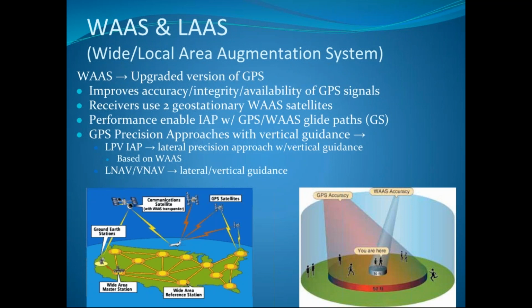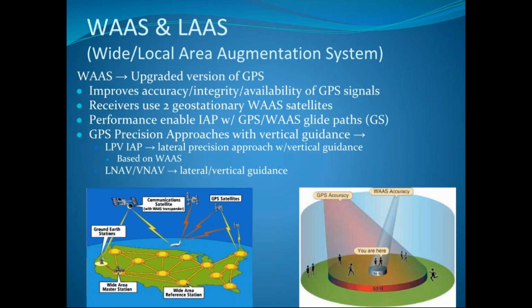So there's satellites that rotate around the Earth at the same exact speed as the Earth's rotation. These satellites, if you were to look up in the sky, are just rotating with the Earth, so it'd look like a star. Performance enables instrument approach procedures, GPS WAAS glide paths, GPS precision approaches with vertical guidance.